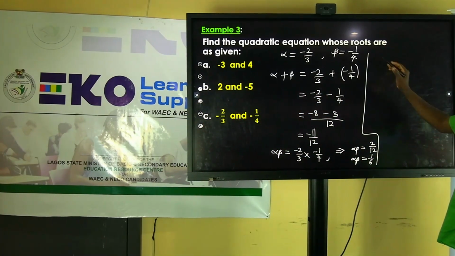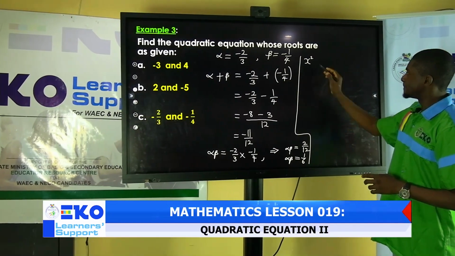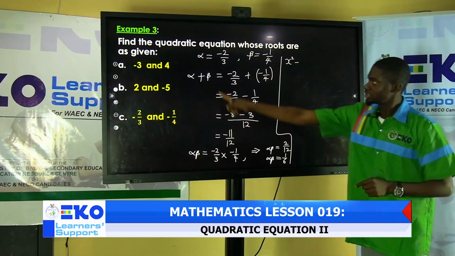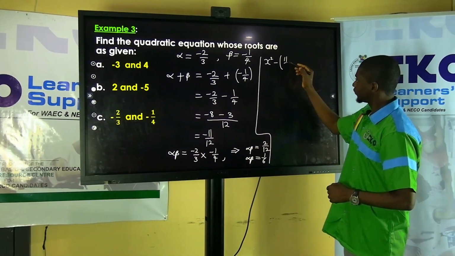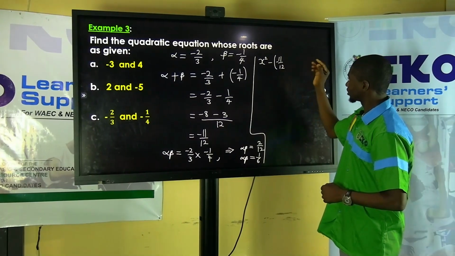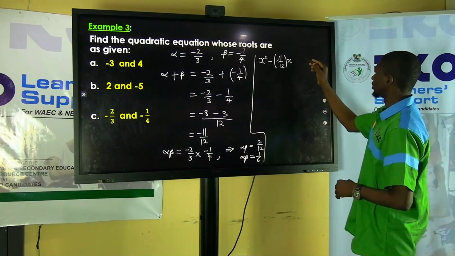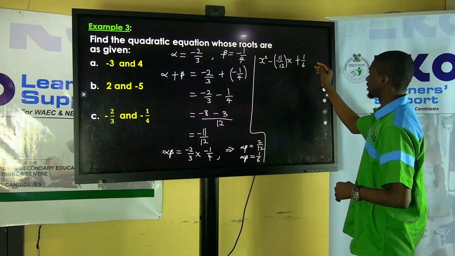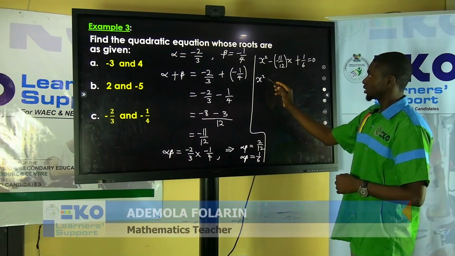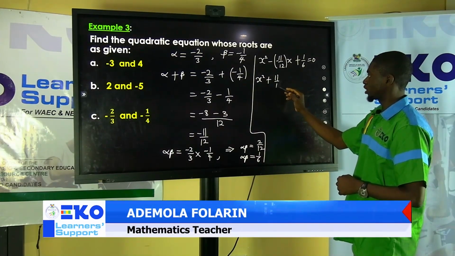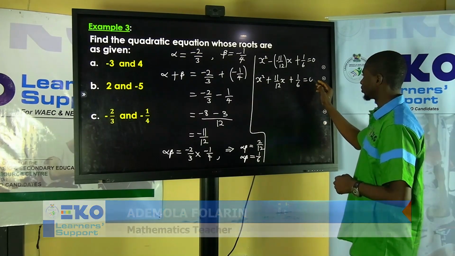So to do that, remember the quadratic equation says x squared, that's the variable, minus the sum of the roots. Since this is minus 11/12, minus, close it, x, plus the product, that's plus 1/6 equals 0. So it becomes x squared plus 11/12 x plus 1/6 equals 0.